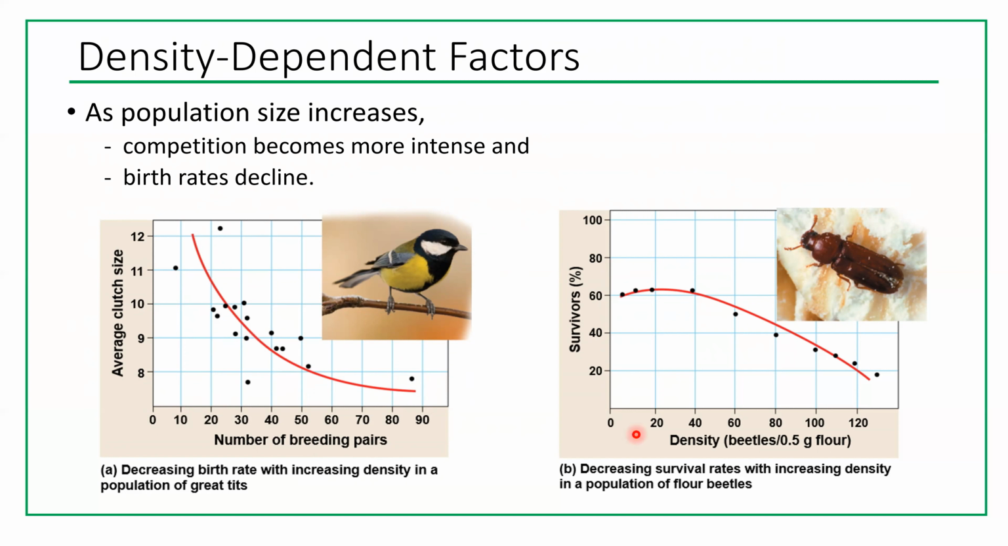And over here, we see that these are flour beetles, and when we have more and more beetles, more density in 0.5 grams of flour, they start dying. So survivorship decreases. That means we cannot have millions of these beetles in 0.5 gram of flour. They will not have enough place to live and enough food to survive, right? That all makes sense.